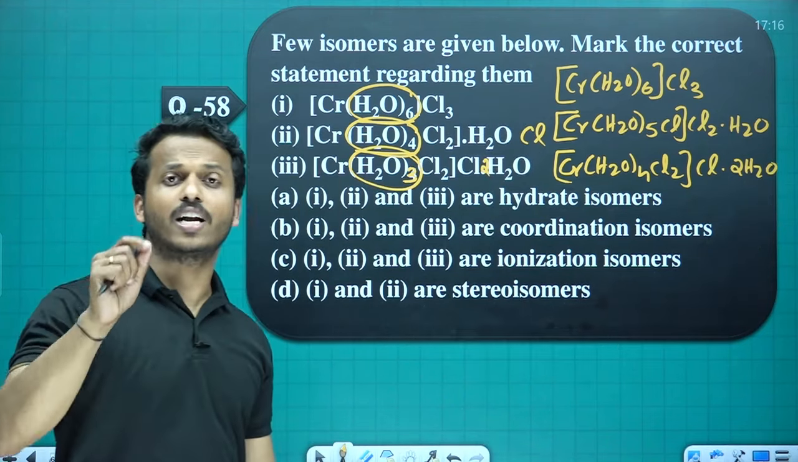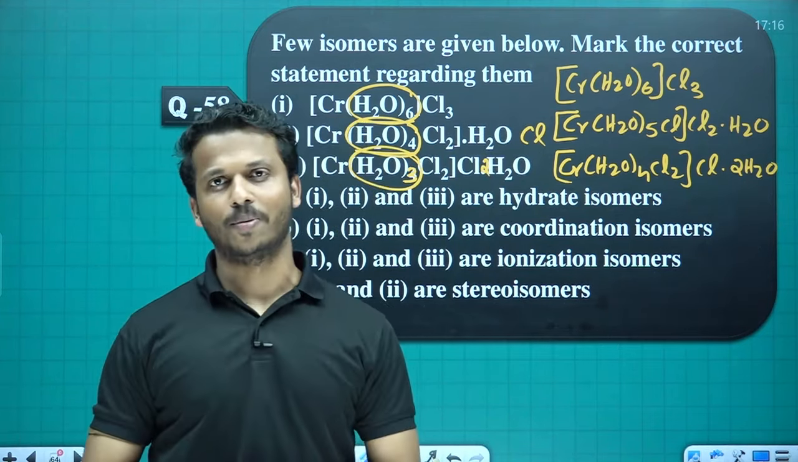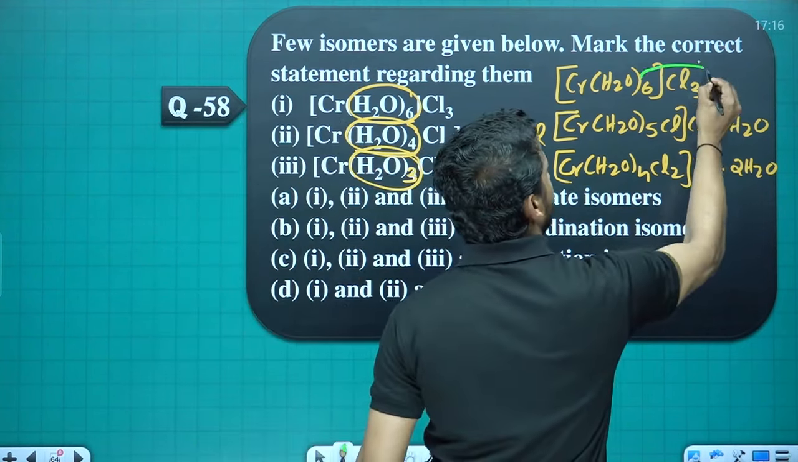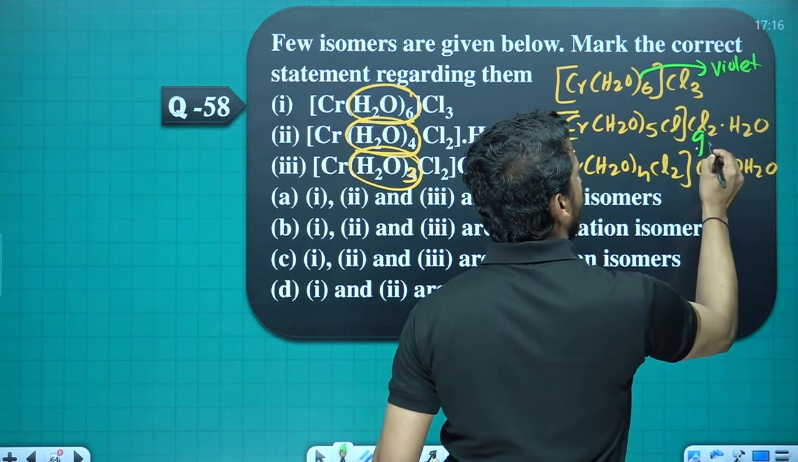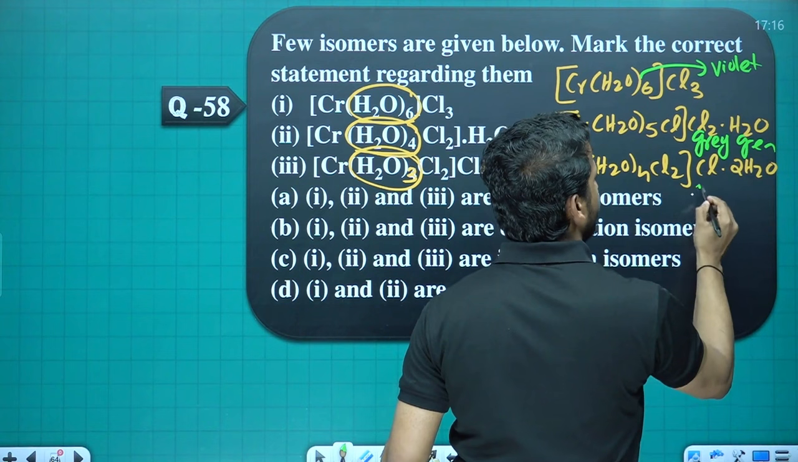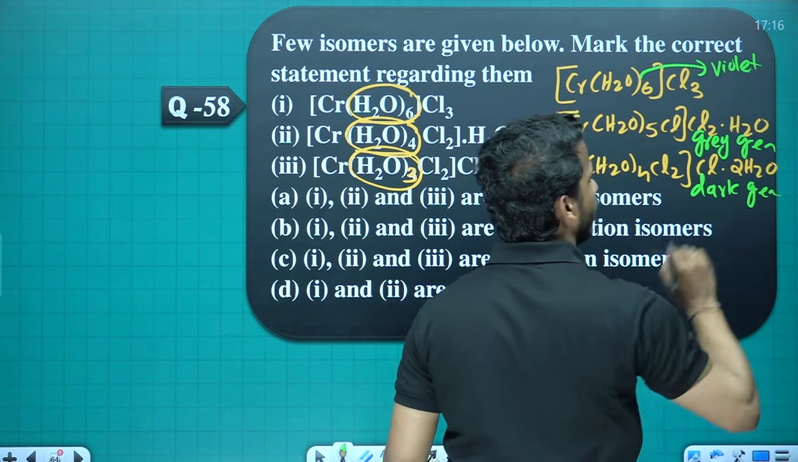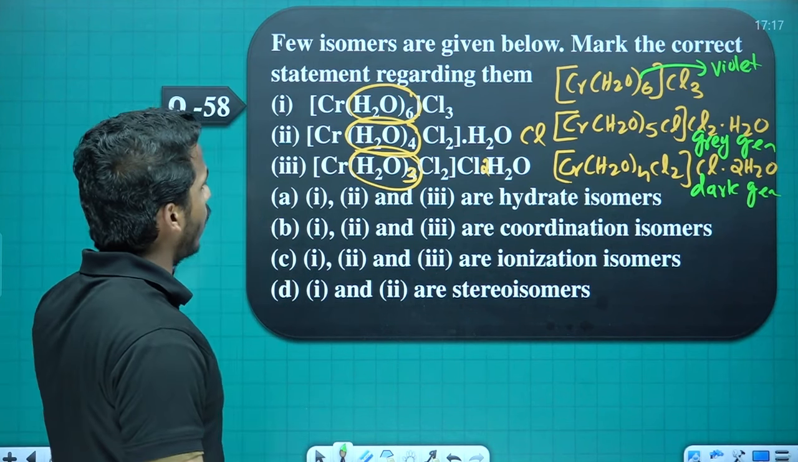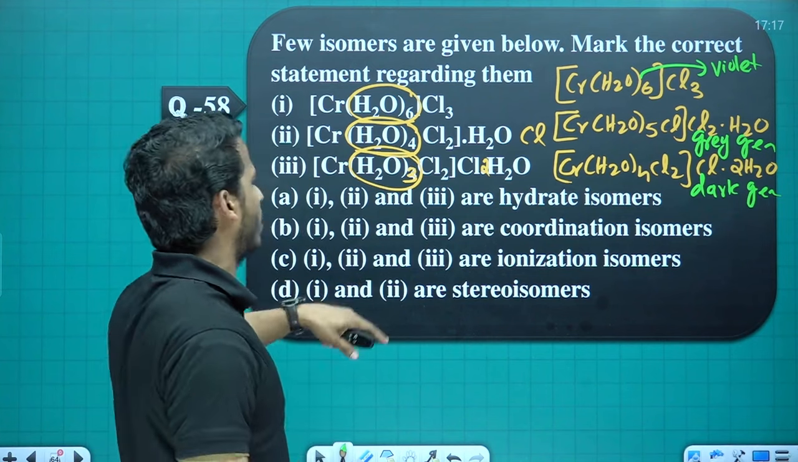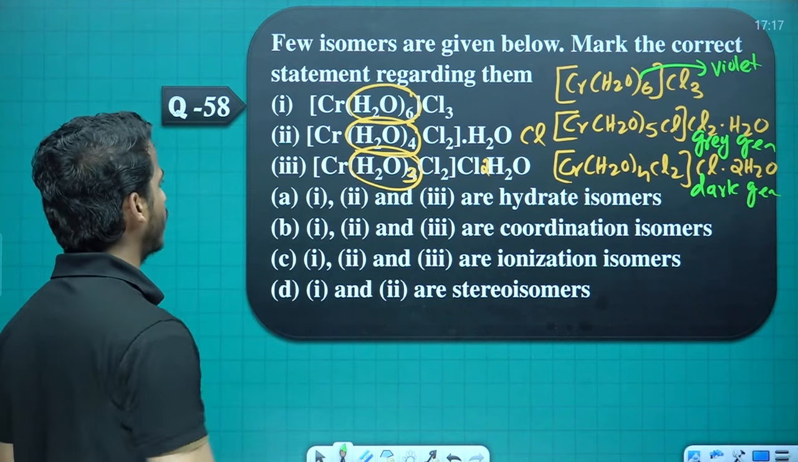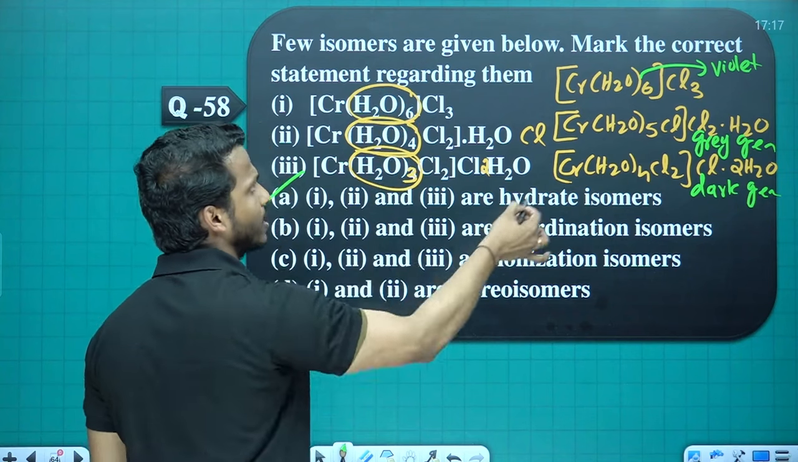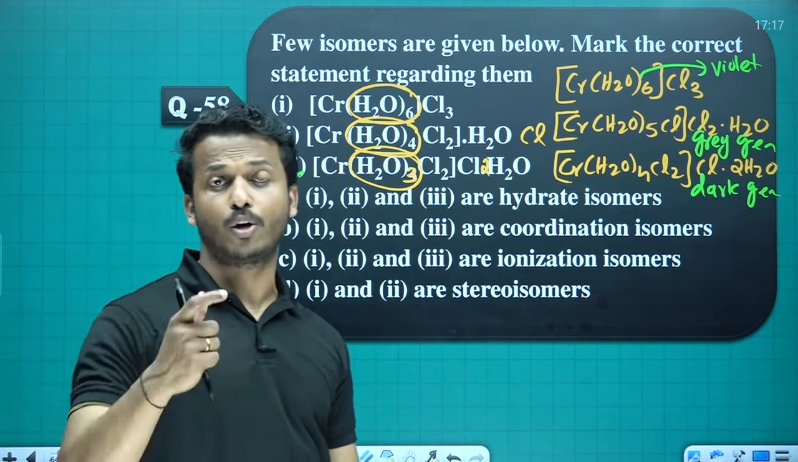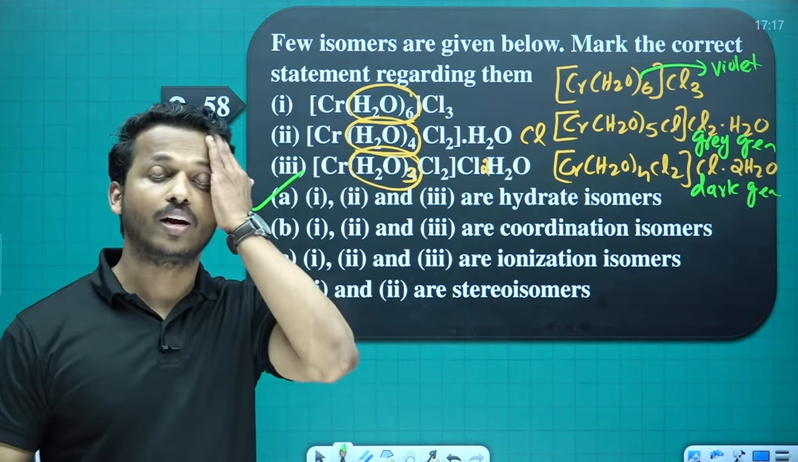These complexes we studied under hydrate isomerism. Because of hydrate isomerism, they show different colors. We studied that this complex is violet in color, this complex is gray-green in color, this is dark green in color, right? So the question they are asking: 1, 2, 3 are hydrate isomers, they actually belong to which isomerism? You select these complexes as the question says: 1, 2, 3 are hydrate isomerism. Because of hydrate isomerism, they show different colors also.